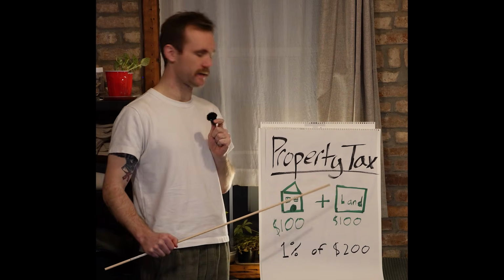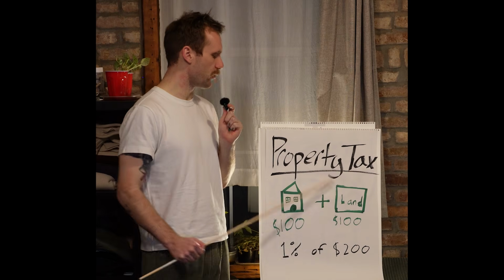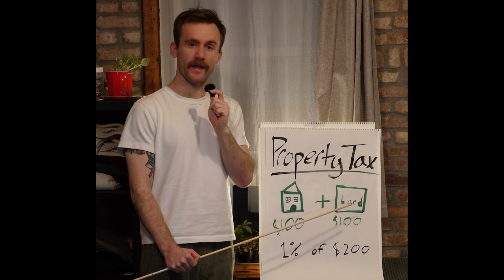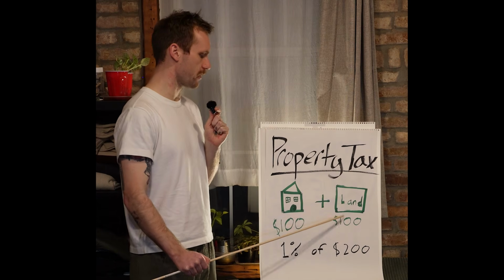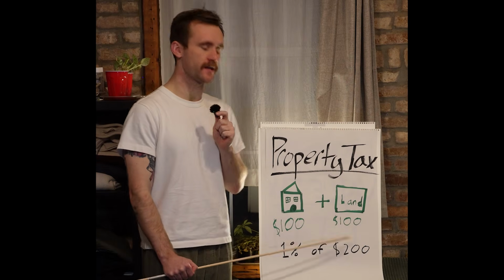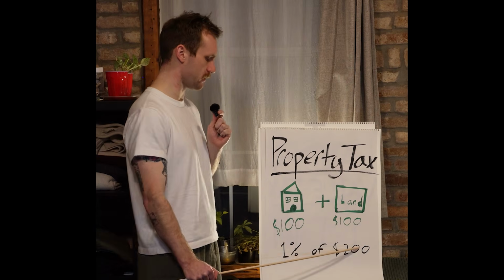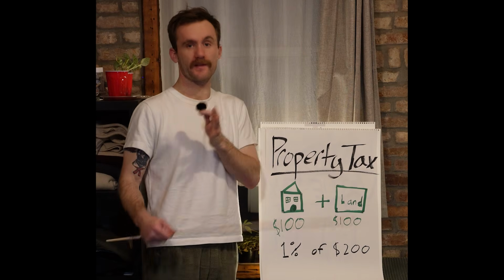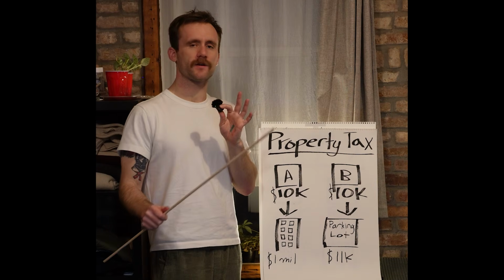So currently the way that we calculate property tax is we take the structure, so in this case a house, and let's say it's worth $100, and we add that value to the value of the land. So let's say the land is worth $100 as well. So in total, they'll both be worth $200, and your property tax is going to be 1% of $200. Pretty straightforward. That's the way we already do it.